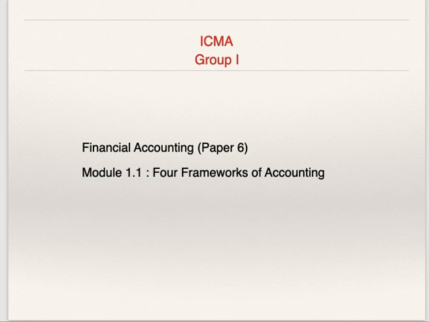First, let me explain what is the meaning of framework of accounting. For the purpose of disclosing information in the financial statements, that is profit and loss account and balance sheet, some common rules and guidelines are used, and this is nothing but framework of accounting.